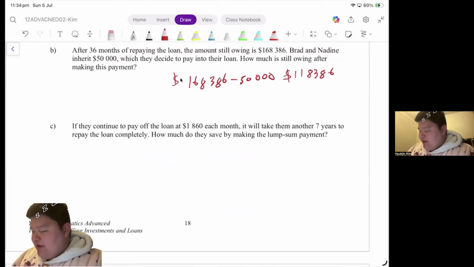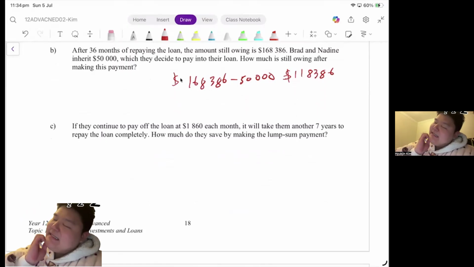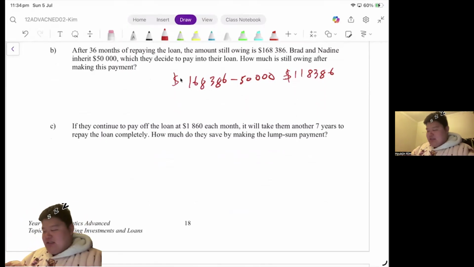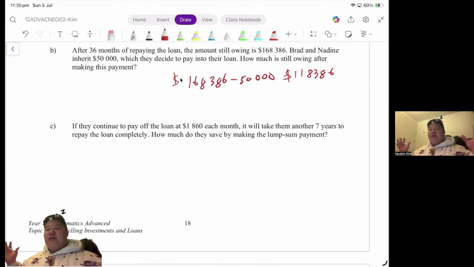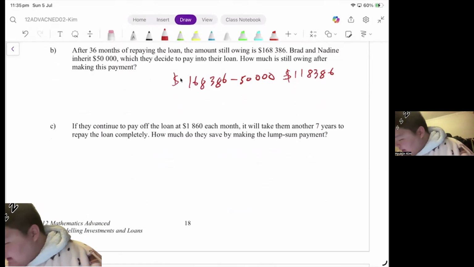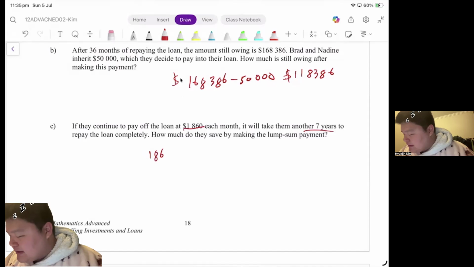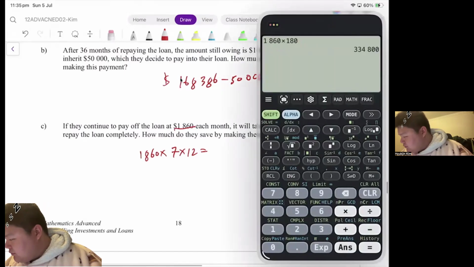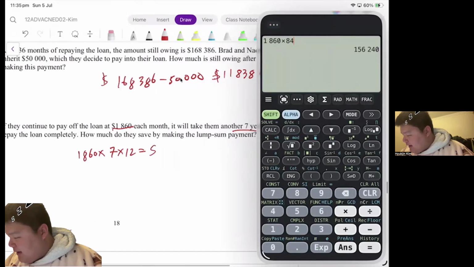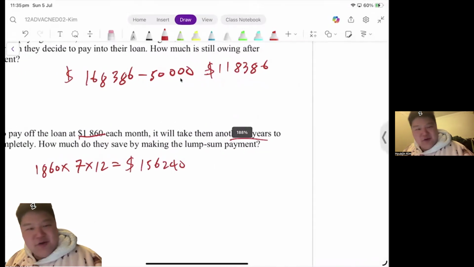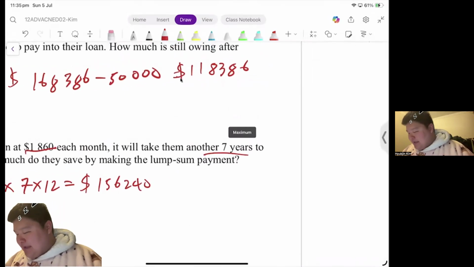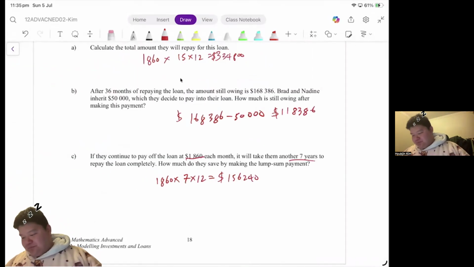How much do they save by making the lump sum payment? Now, this is when we need to consider how much this couple has paid during the lifetime of the loan. They said 1860 each month, it will take another 7 years, right? Fortunately, they did that for us. 7 times 12 is 84. So they have paid $156,240, which is comparatively okay. 40,000 interest. That's not as bad as what it was before.